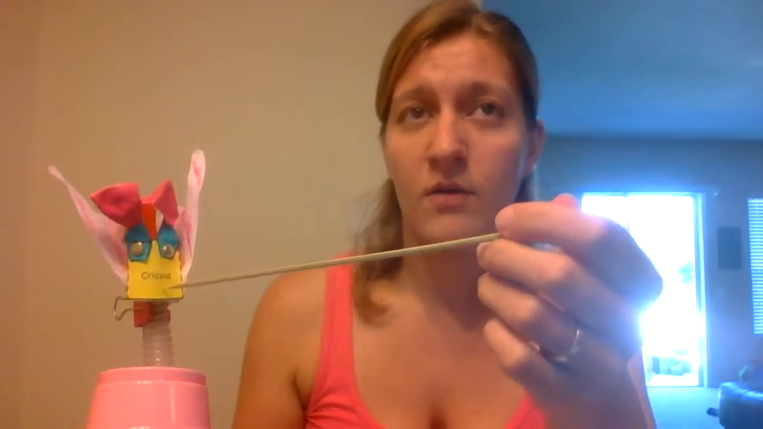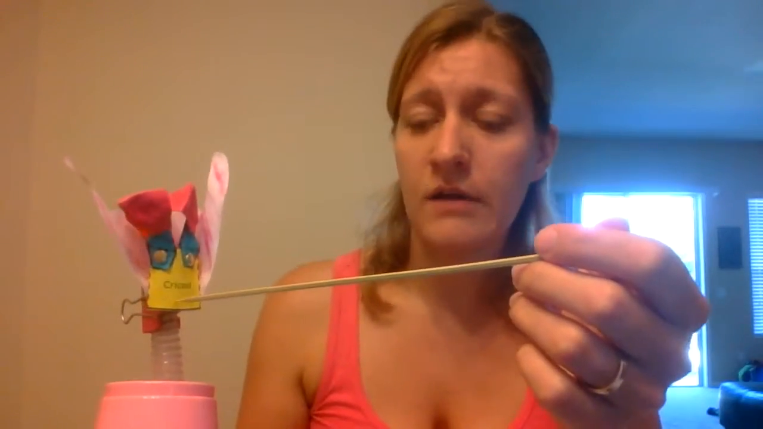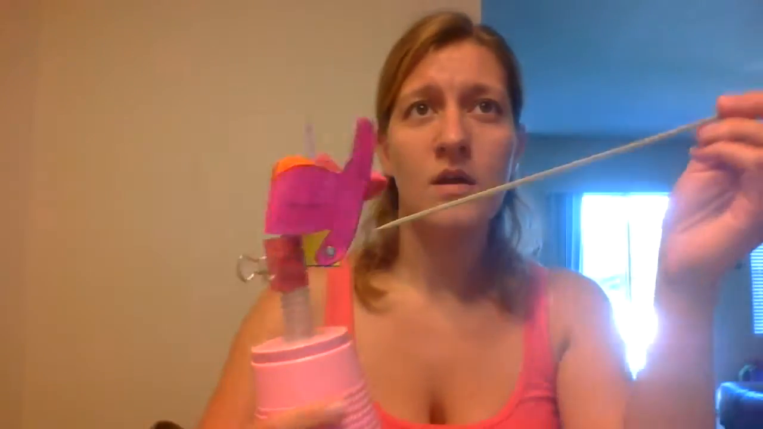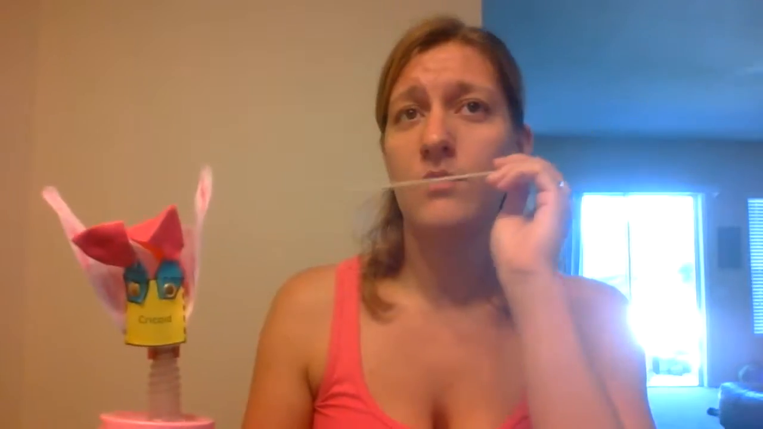This is the cricoid, which is a ring-shaped cartilage of the larynx. And then this butterfly-shaped gland right here is the thyroid. It's a large ductless gland in the neck that secretes hormones regulating growth and development through the rate of metabolism.